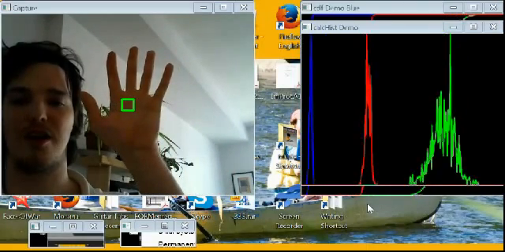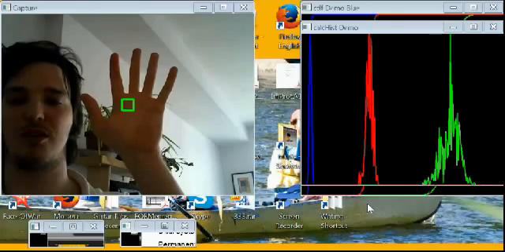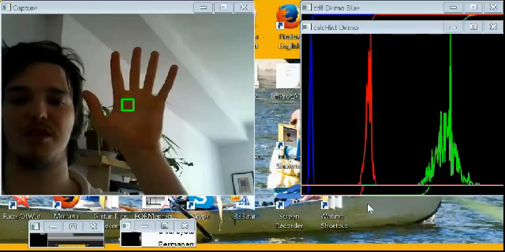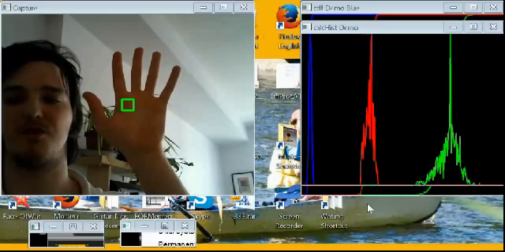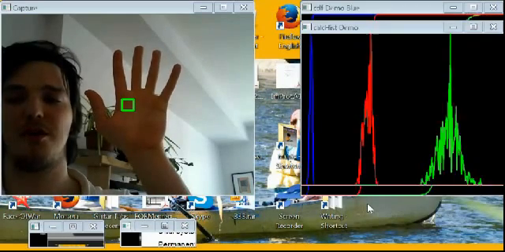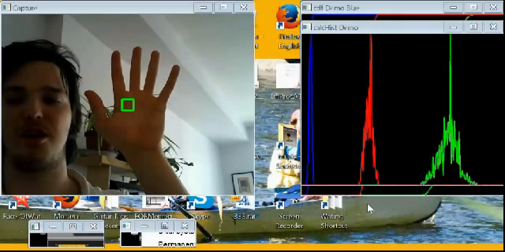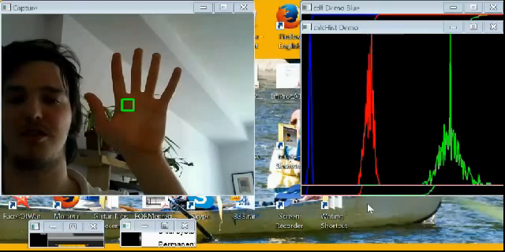So as I pass my hand over it, you can clearly see three distinct peaks, and yes, they're all unimodal, which is what we expect when you have one color. So this is the principle that we want to use to make some good back projections.